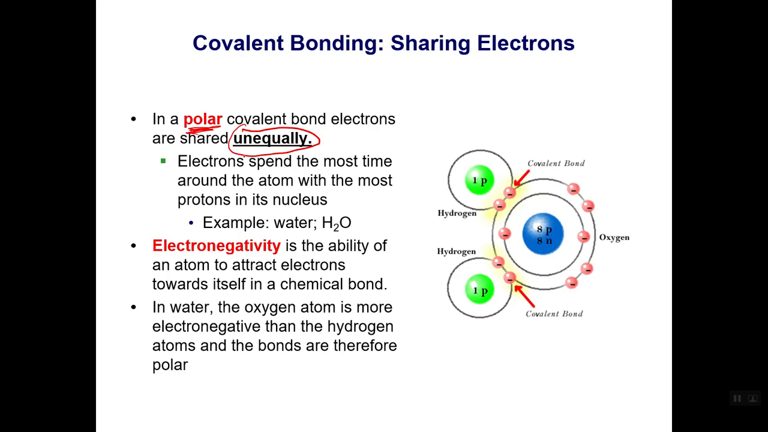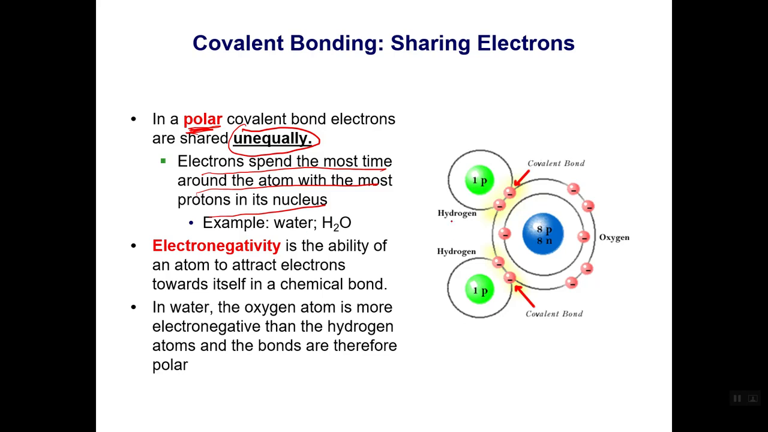In a covalent polar bond, it's going to create poles of the molecule. And at each pole, it's going to have a charge. All right, so in a polar covalent bond, electrons will spend the most time around the atom with the most protons in its nucleus. And I know you're probably kind of overwhelmed right now. It's okay. Deep breaths, deep breaths.